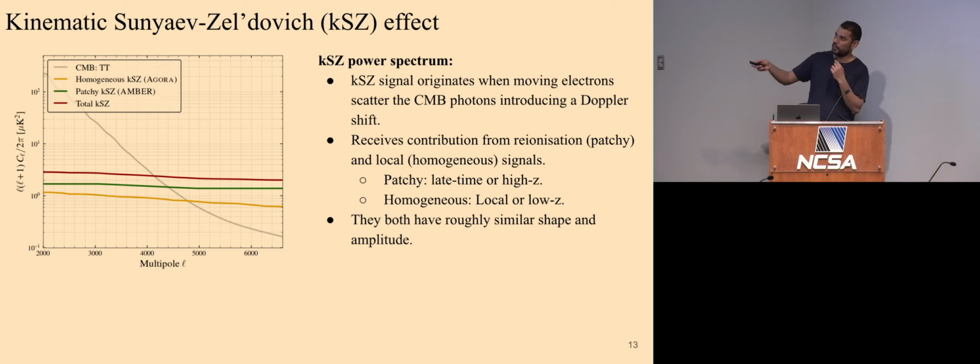So you see this, that's again a power spectrum. There are three curves here. The yellow color is basically the signal coming from the local universe because galaxies are constantly moving.